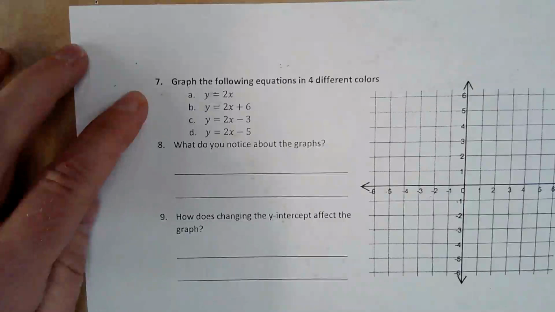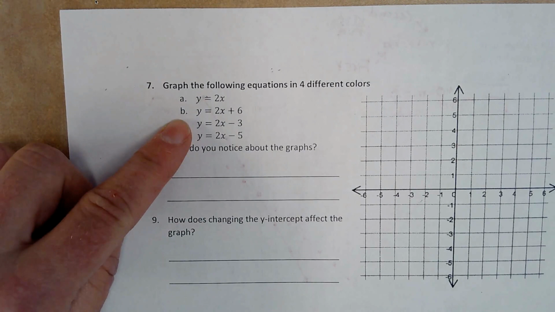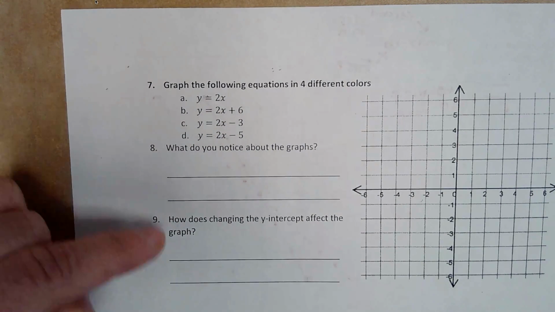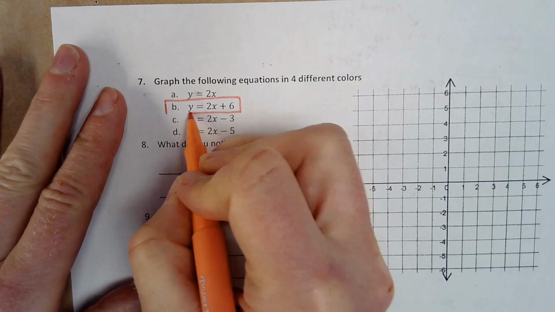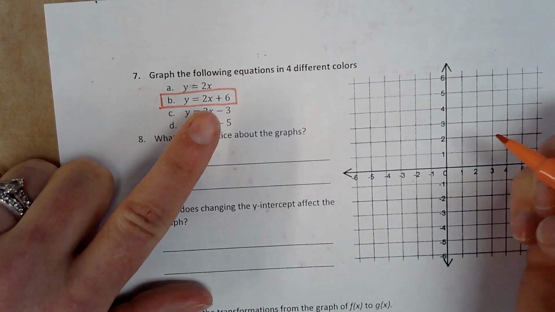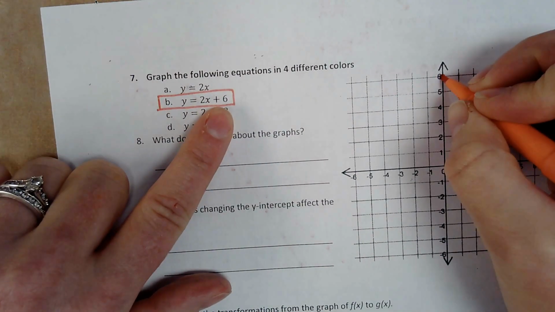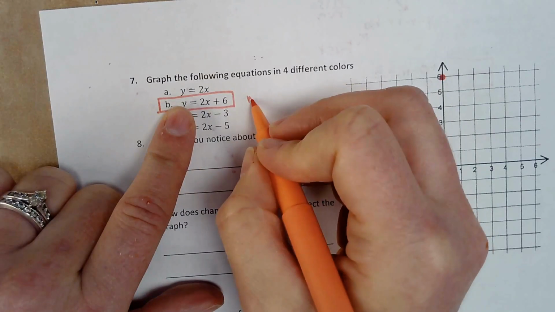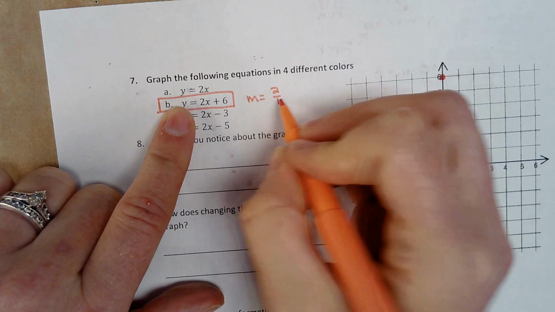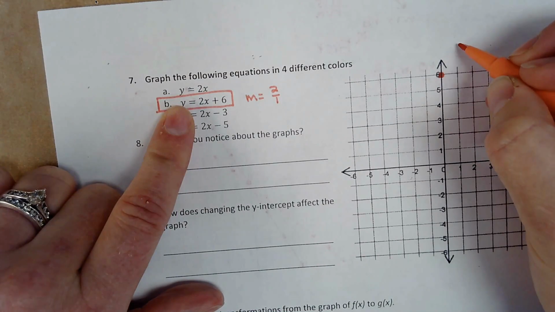And then answer the question. And then 7, you're going to plot these and then answer the questions. Say I'm going to do B. This is a y-intercept of 6, so I'm going to plot my y-intercept. And then my slope is 2. So that would be 2 over 1. So that means rise 2, run 1, and be over here.